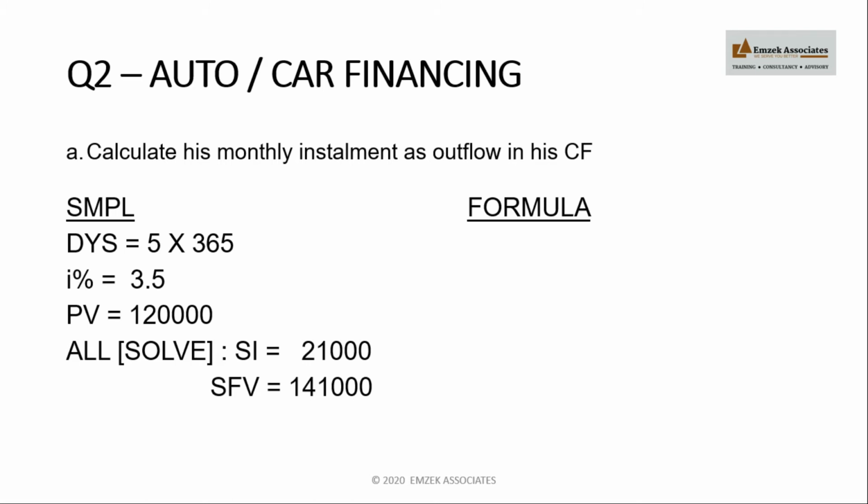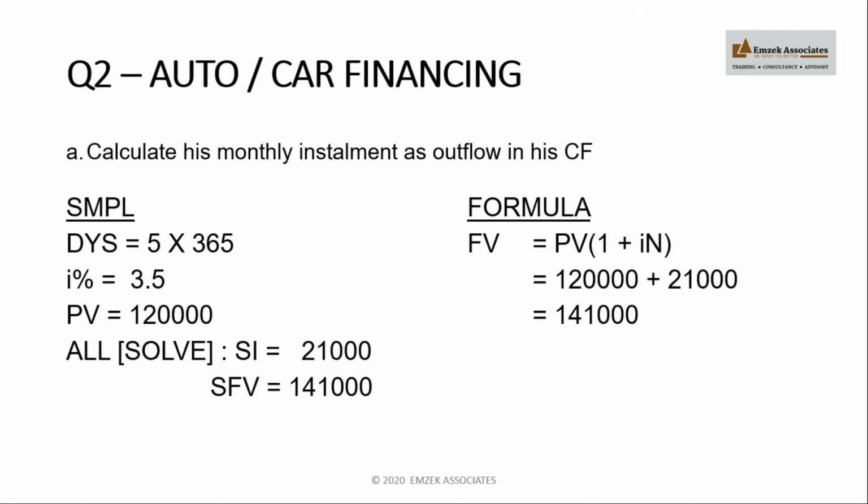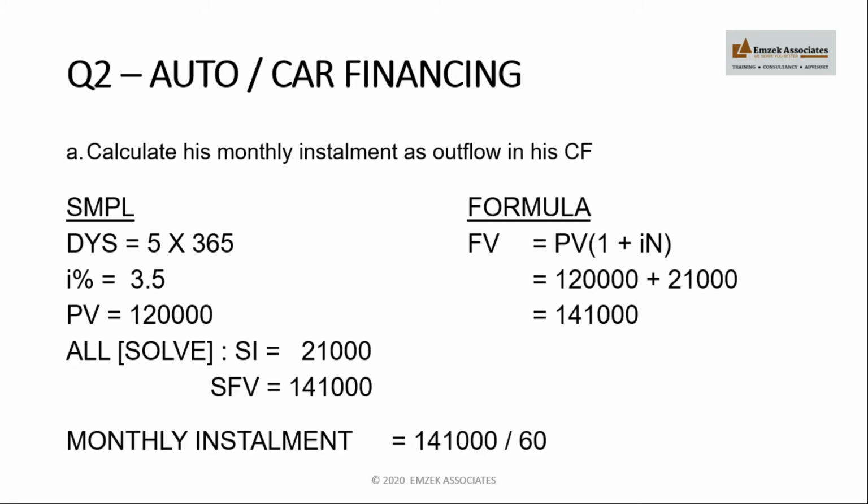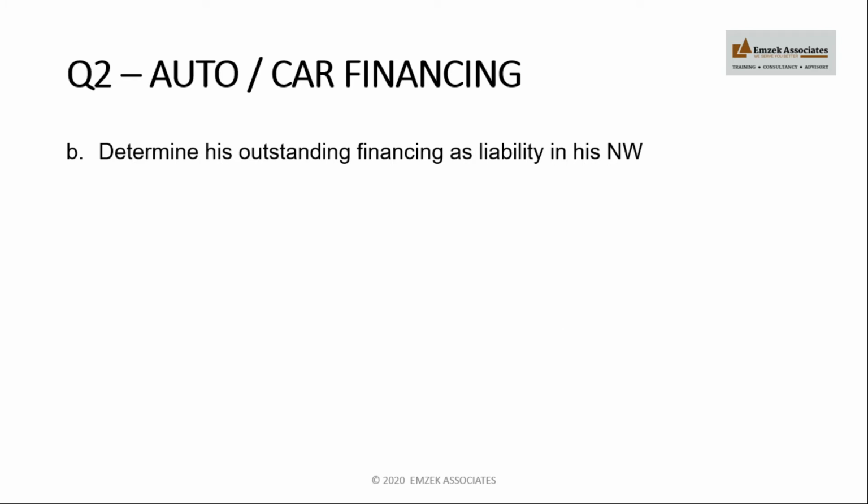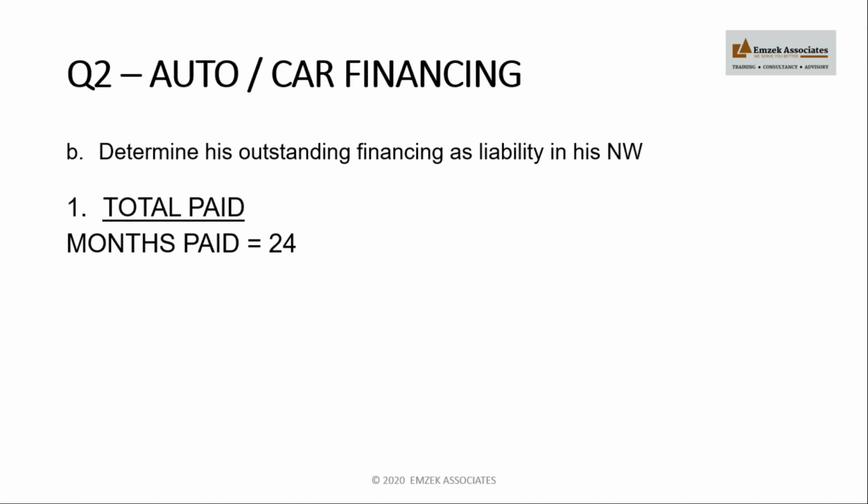You can use the formula FV equals PV bracket 1 plus IN, so you get the answer of 141,000. Now, to get the monthly installment, you need to divide the FV value 141,000 by the number of months in 5 years. Second is to determine his outstanding balance. We need to find the total paid. Ali purchased 2 years ago, so the total months paid is 24 months. The monthly installment is 2,350.